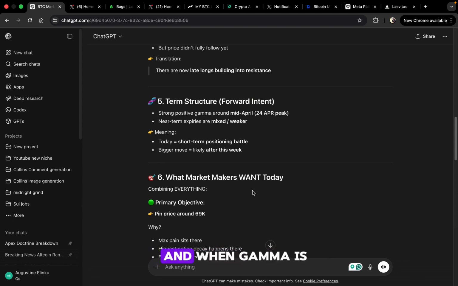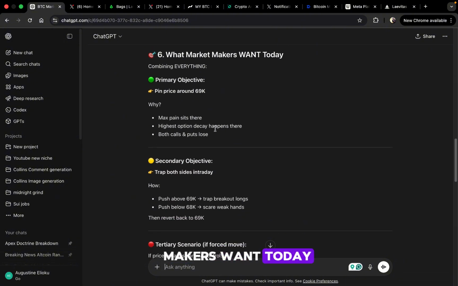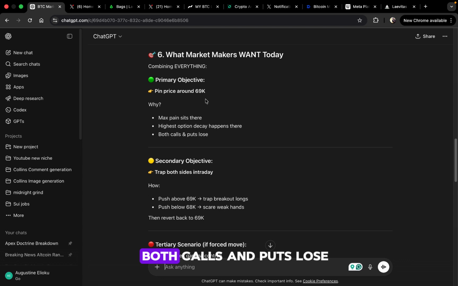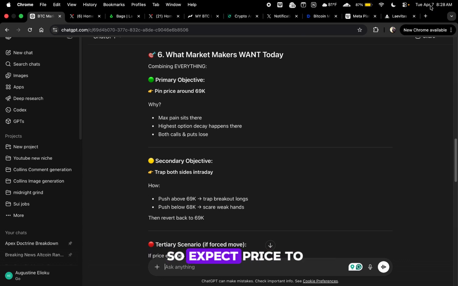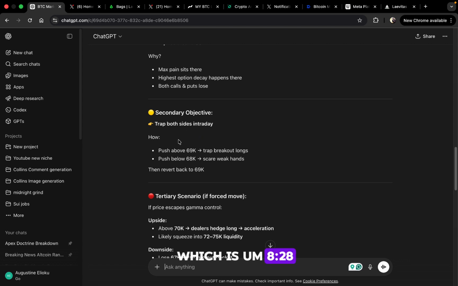So what do market makers want today? Combining it, the primary objective is to pin price around 69k. Why? Pin sits there, highest option decay happens there, both calls and puts lose. So expect price to be around this place today. And the secondary objective is to trap both intraday: push price above 69k, trap breakout longs, then push it below 68k, scare weak longs and revert back to 69.